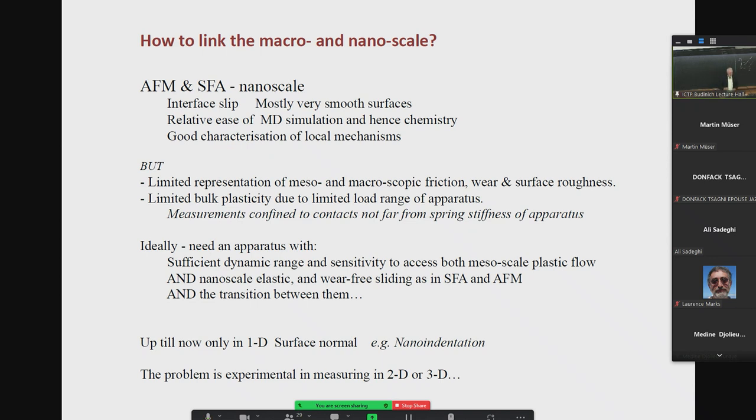Because then you could bridge the whole gap, measure the sensitivity and so forth, and you can do nanoscale stuff, and you can do large-scale stuff, and you can do the transition between them. Well, we've been working on that for about 20-odd years. It's a complete pain, but we are getting there, and I want to explain why this is actually quite difficult. 1D, it's not a serious problem.